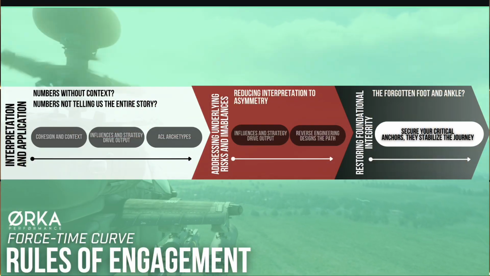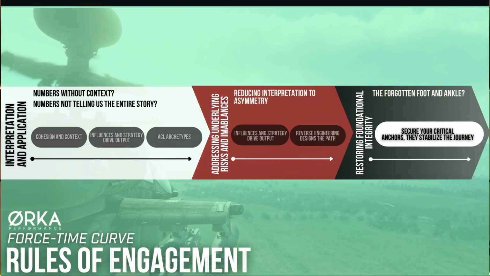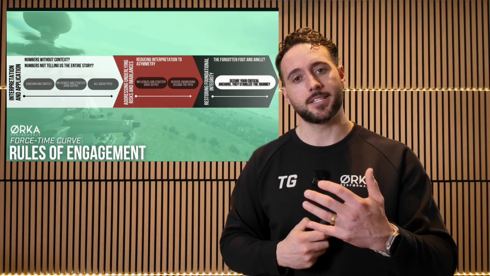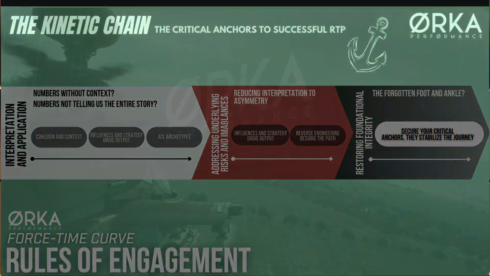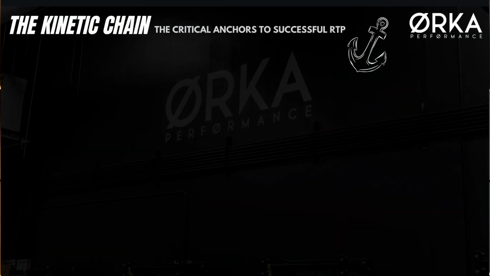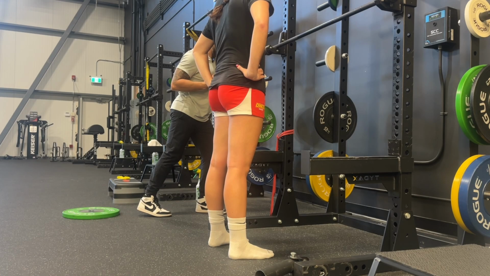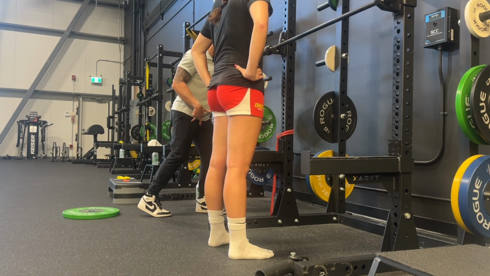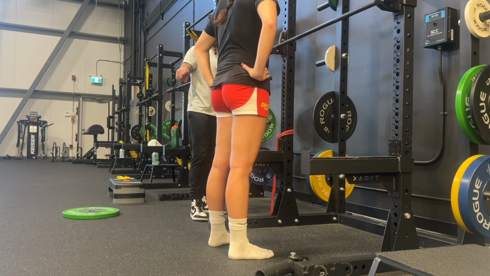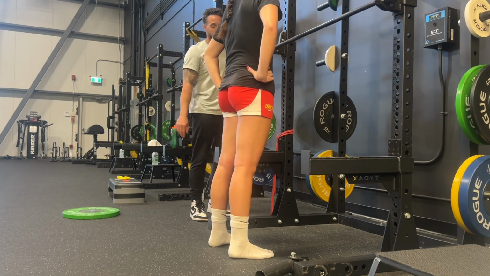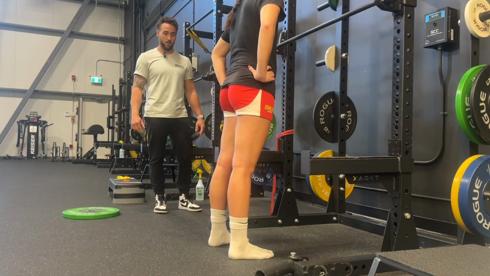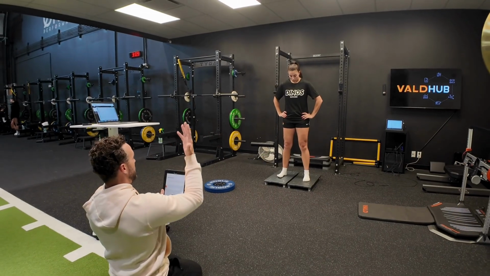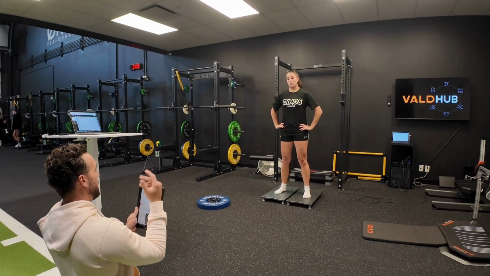And then finally, what about the foot and ankle? Right? We talked about really securing these critical anchors to stabilize our journey. If we take a look at the kinetic chain, we know that if these anchors aren't secure, everything above and below could be compromised. And the foot and ankle is often thought of as a passenger, but as we saw from a lot of the research, it can be one of the most powerful things to help the athlete not only return to high levels of performance, but also to be able to pass the tests that we're going to employ at return to sport.